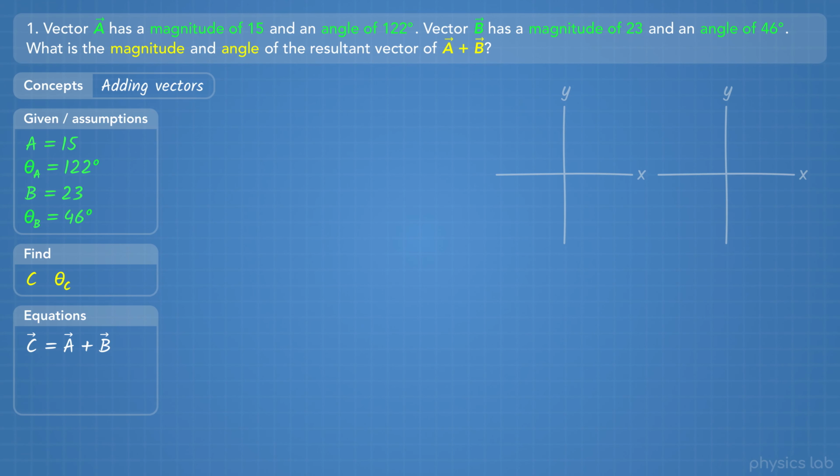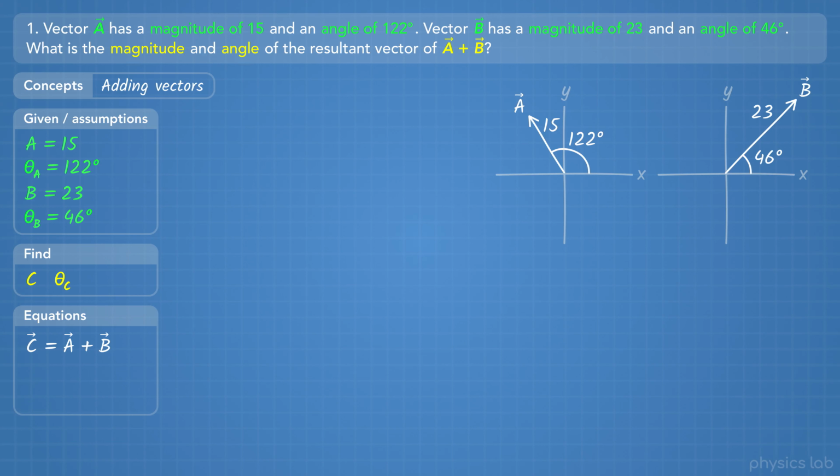So let's draw vectors A and B starting at the origin of the x and y axes. Vector A has an angle of 122 degrees from the positive x-axis, and we'll label the magnitude as 15. Vector B has an angle of 46 degrees and a magnitude of 23. Remember, unless you use some tools, the angle and lengths of these vectors won't be accurate. So these pictures just help us see the vectors and which directions they're pointing.